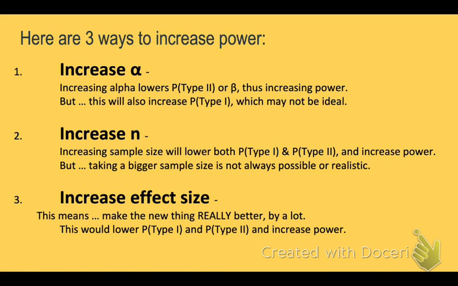Okay, so as statisticians we can't change effect size. That's just determined by whatever thing we're looking at, if that makes any sense. So increasing effect size does increase power, but that's something as statisticians that we can't really do. So increasing sample size or increasing alpha are the ones that we can go to. All right, that concludes your notes.